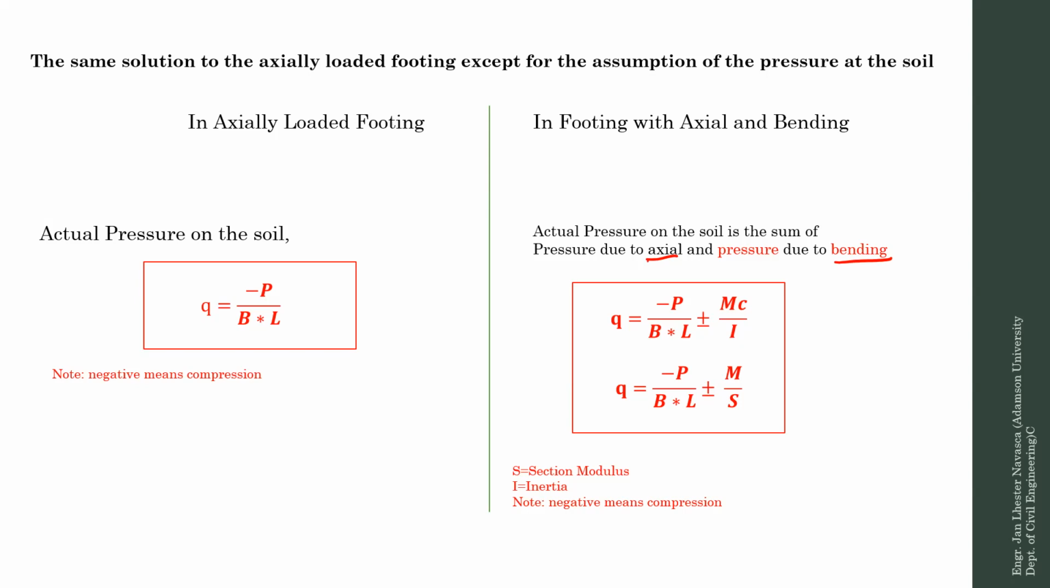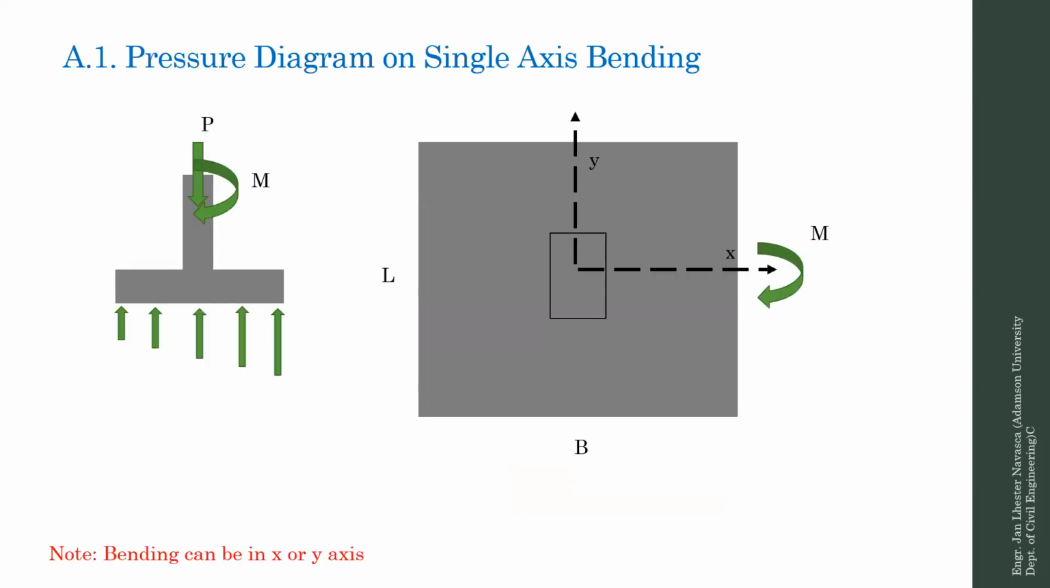If we change your MC over I to be in terms of section modulus, we have q equals negative P over B times L plus or minus moment over the section modulus. We have a plus and minus because we have an active tension side and a compression side. So where are the tension side and the compression side? This is the pressure diagram in a single axis bending. This is the assumption there.